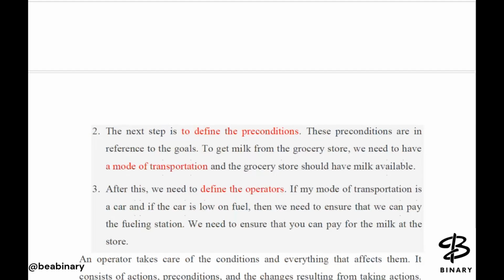So we need transportation to go to the grocery store, and the grocery store should have milk. Only then can you get milk from the grocery store. In this step, we are defining the preconditions. These should be there. After this, we need to define the operators. If the mode of transportation is a car, and if the car is low on fuel, then we need to ensure that we can pay the fueling station. So this is the operator.